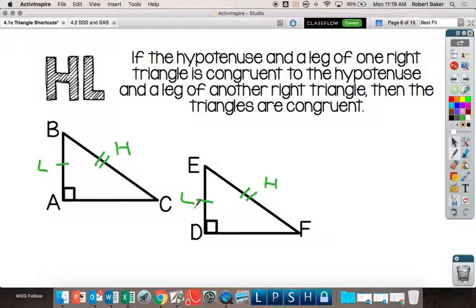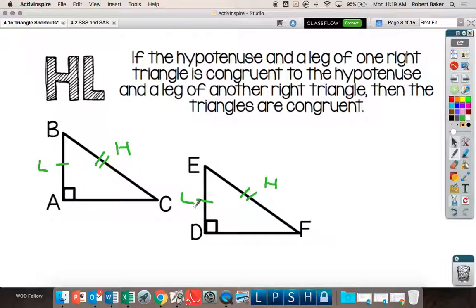Kind of makes sense? So, if you ever use the HL theorem in a proof, you have to state that you have right triangles. So you have to say triangle ABC is a right triangle. Triangle DEF is a right triangle. That way I know you have a hypotenuse and you have a leg.